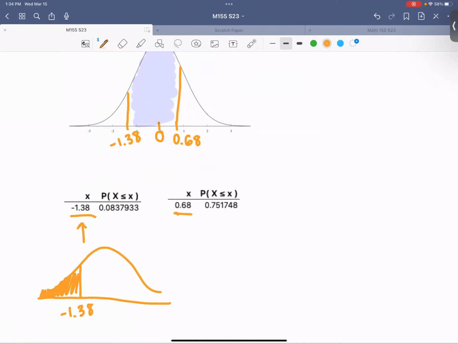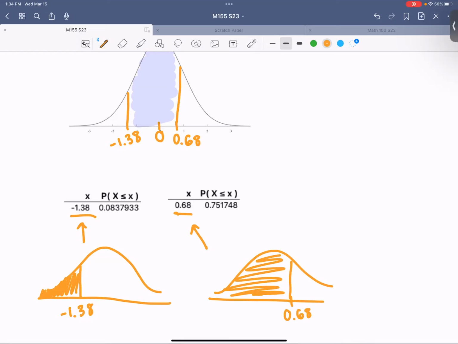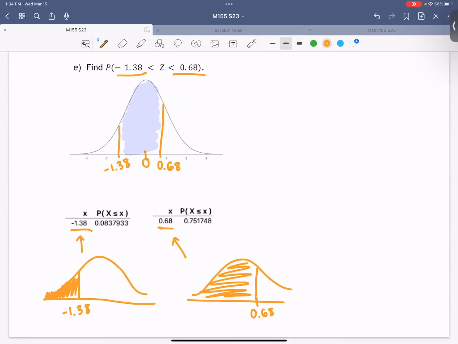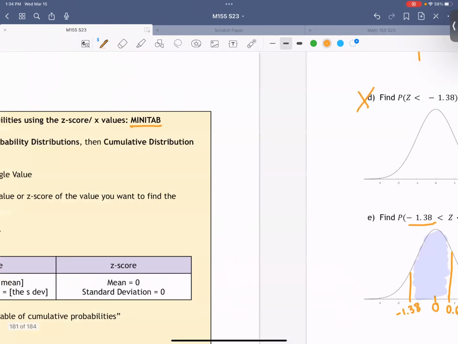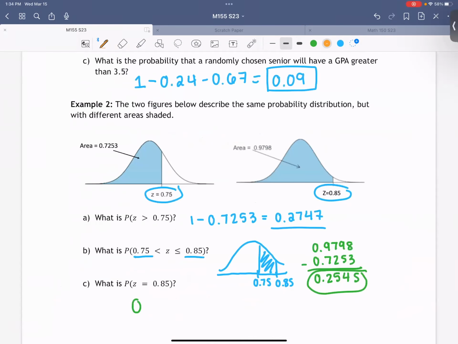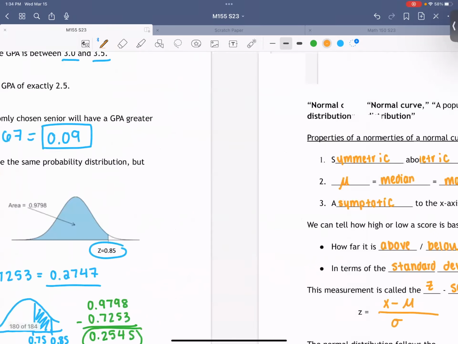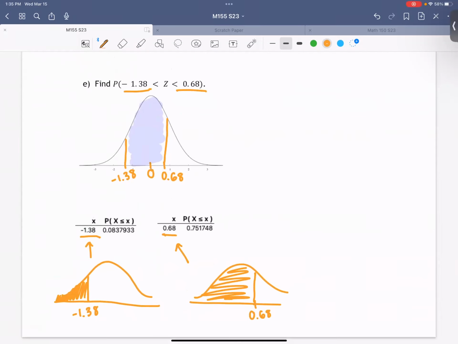Okay. When I type in 0.68 on Minitab, this is what it's doing. If 0.68 is here, Minitab's telling me the probability underneath 0.68. It's not doing anything else. It's literally doing the same thing I did for the first question. Okay, so I know what these two probabilities are for these specific graphs. Does anyone remember how to get the middle? It's kind of like what we did in example 2 with the two different graphs. Eric? Subtract the 0.75 minus the 0.0.